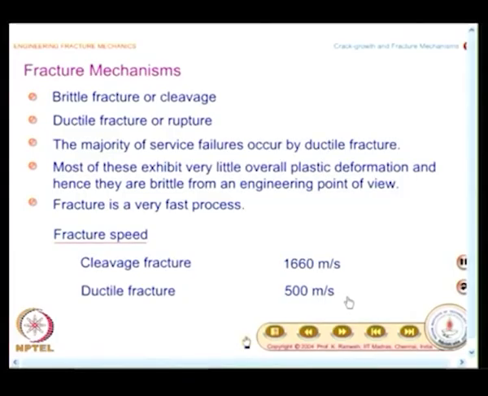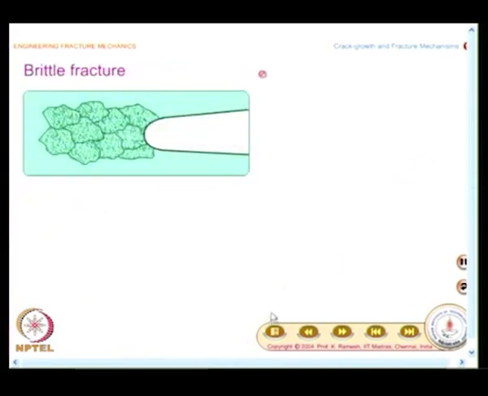It is only in attention to detail you find one fails in a brittle fashion, another is a ductile fracture, and we will also look at the mechanisms, and those mechanisms will give an explanation why a cleavage fracture is very fast and why a ductile fracture is relatively slow. But you have to keep in mind both are very fast processes in comparison to crack growth. And what is a cleavage fracture?